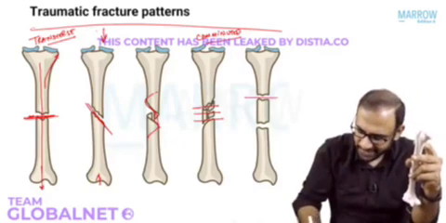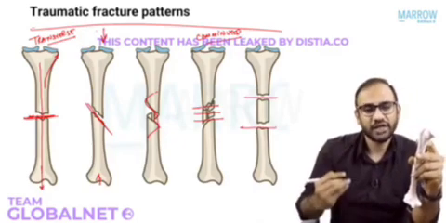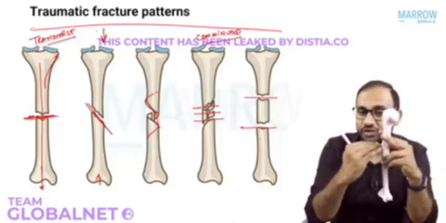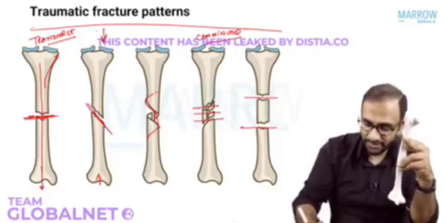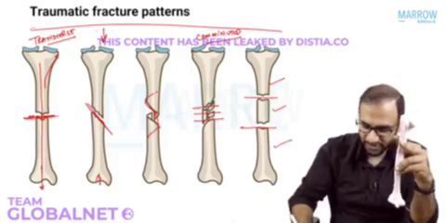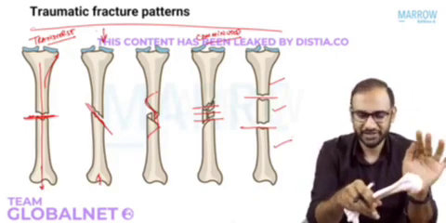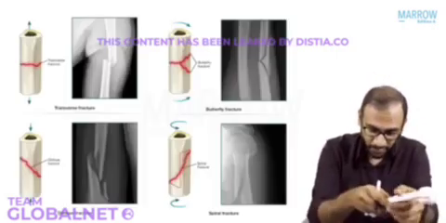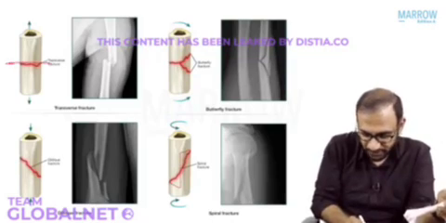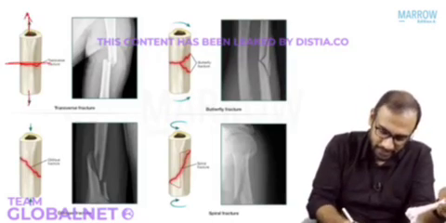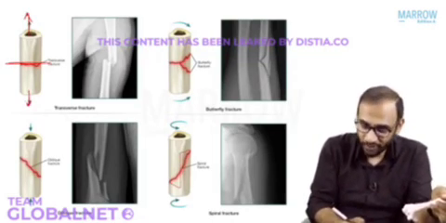Then there is something known as segmental fracture. Segmental fracture is when the bone has two fractures and the bone is divided into segments. So this is one segment, this is one segment, this is another segment. Segmental fracture. These are just the names. So let me show you now. This is a transverse fracture. What is the force? Tension force or direct trauma.